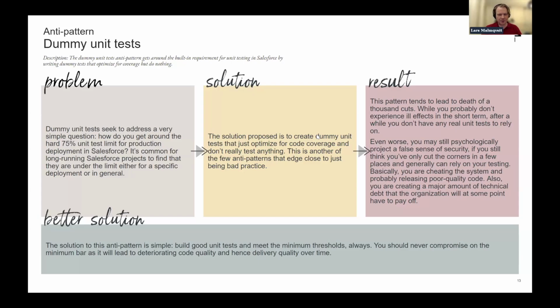So always build good unit tests and meet the minimum thresholds. It is not something that you should compromise on, even when you can't meet your deadline, right? Then it's not optional, right? If you've written the code but you haven't written the tests, you're not done, right? So that means that you are actually behind. It's not an optional step that you can just skip by dummying it out. And some people still seem to think that that's the case.